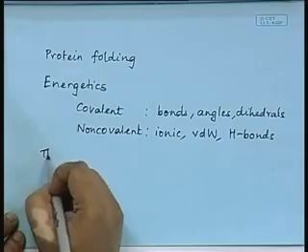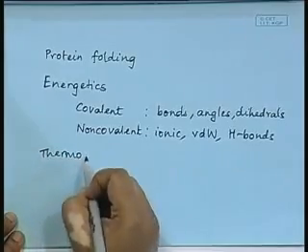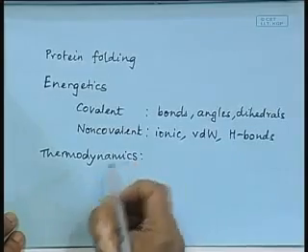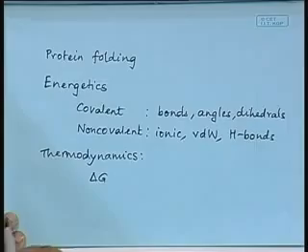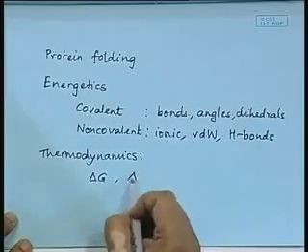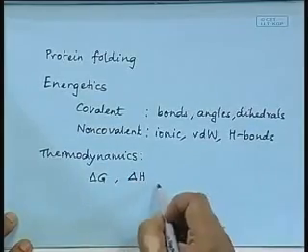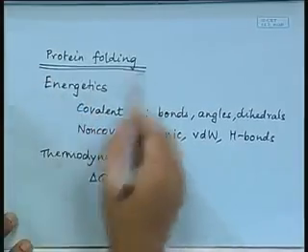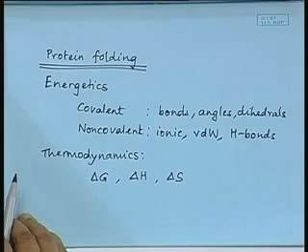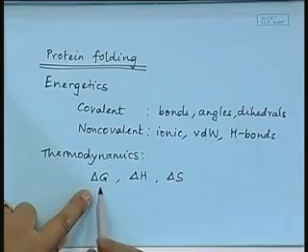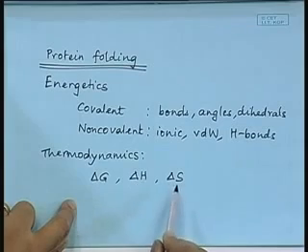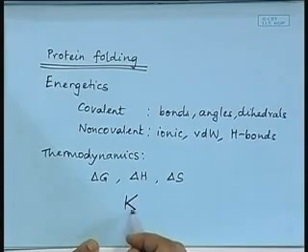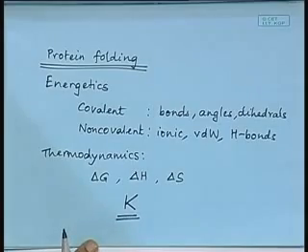Then when we consider the thermodynamics of protein folding, what do we have? We have a delta G associated with the folding. We have a delta H associated with it. We have a delta S associated with it. Okay. So, all of these fall under the purview of protein folding, where we are considering the thermodynamics, the delta G, the delta H and the delta S, and we have an equilibrium consideration here as well.